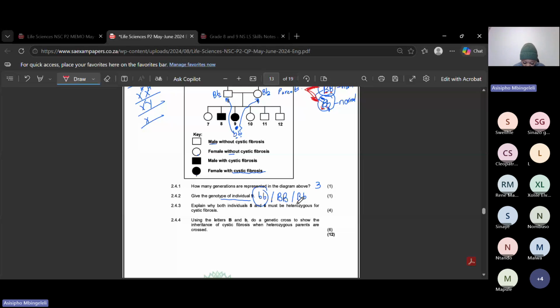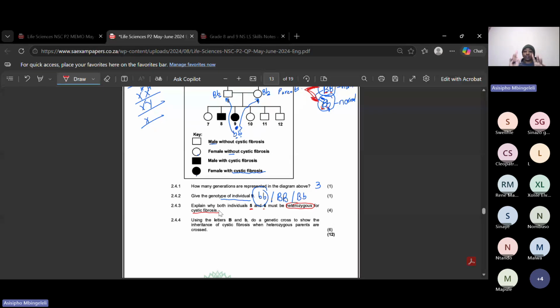The next one. Explain why both individuals 5 and 6 must be heterozygous for cystic fibrosis. 4 marks. If you have not answered this question, just take 30 seconds to try and answer, so that once I start mentioning the memo, you can tick your answers or mark them wrong, because we are not skipping the 4 marks. We are not skipping 6 marks.